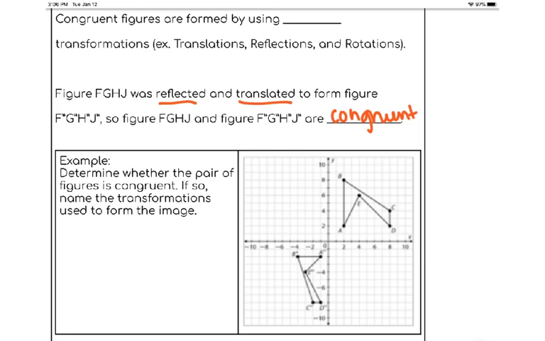So in this case, for this example, you're determining if these two figures are congruent. And if they are, then we're going to name the transformations used to form the image. So I want you to pause this and try to determine what the two transformations are that got this figure to this figure, okay? Did it reflect it twice? Are they congruent? Do they have the same size and shape? Those are things you want to ask yourself, okay? So I want you to pause this video, and that's where I'm going to leave you for today.